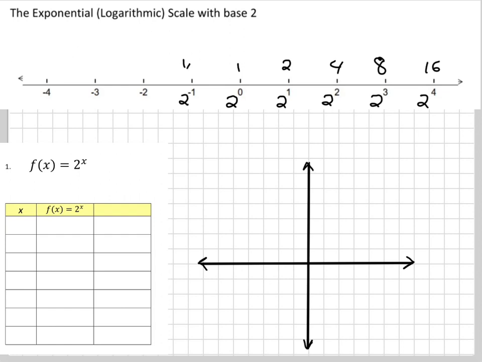2 to the negative first power is 1/2. 2 to the negative second power is 1/4. 2 to the negative third power is 1/8. And 2 to the negative fourth power is 1/16.